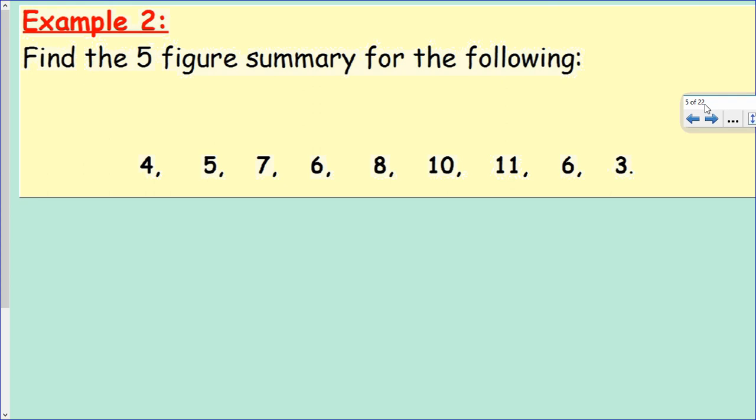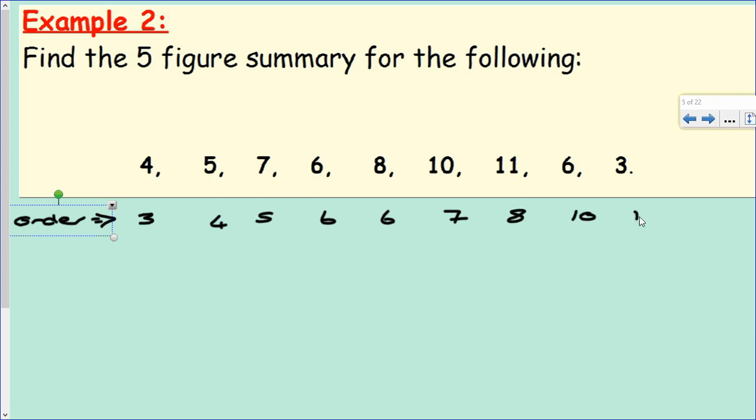Right, so let's go on to our next one. Find a 5-figure summary for the following. You'll notice we've got 4, 5, 7, 6, 8, 10, 11, 6, and 3. The first thing we need to do is put them in order. In general I like to write underneath so I'm not missing out any numbers. My lowest is 3, then 4, 5, 6, 6, 7, 8, 10, 11. If they're not in order, this is not going to work. So we've got 1, 2, 3, 4, 5, 6, 7, 8, 9.